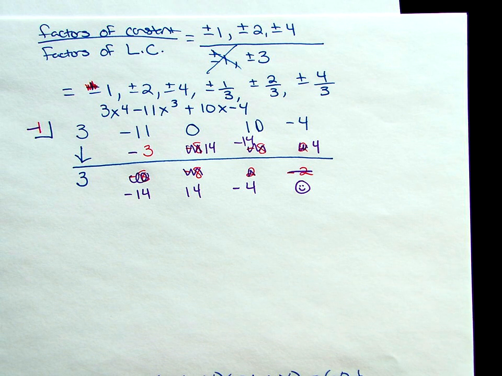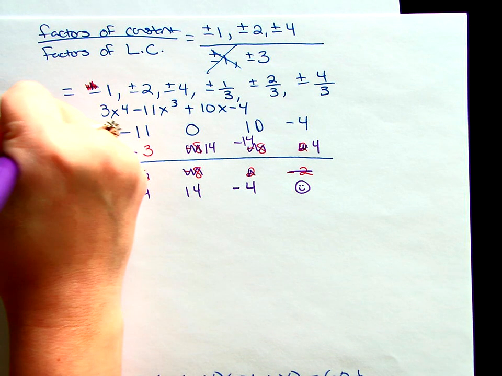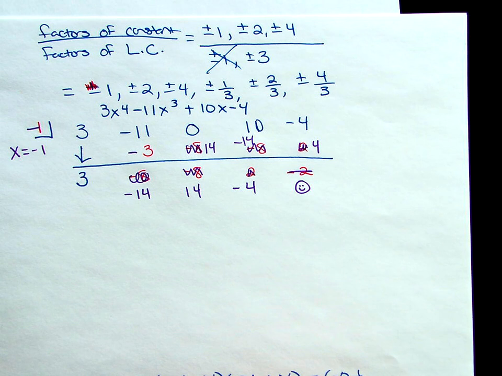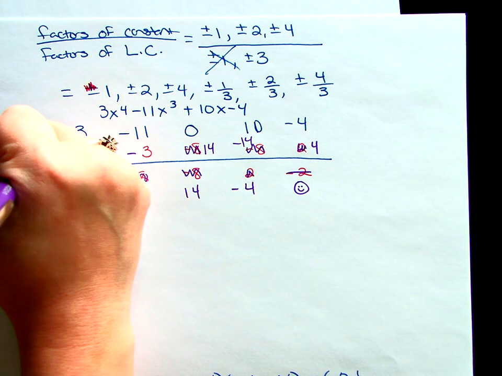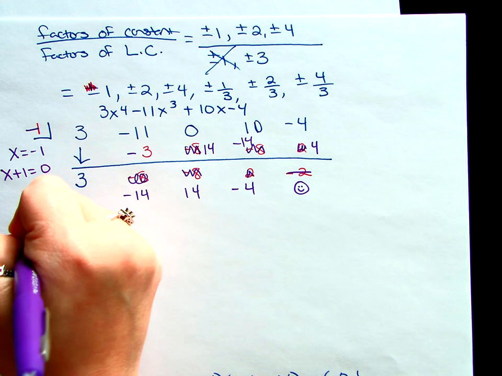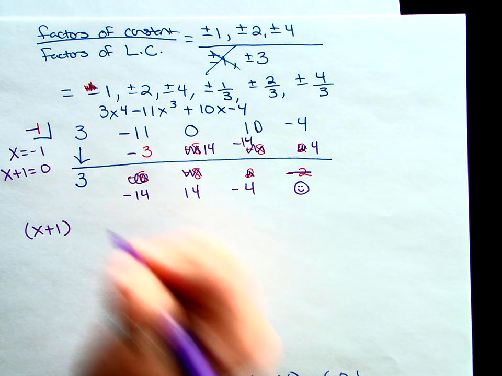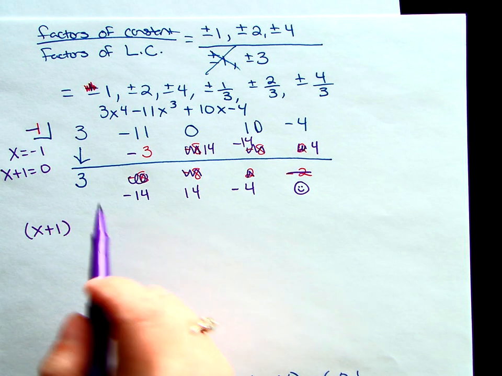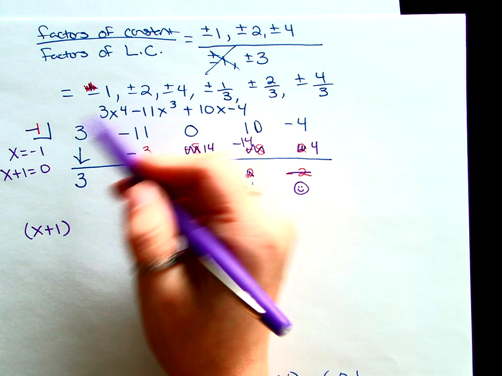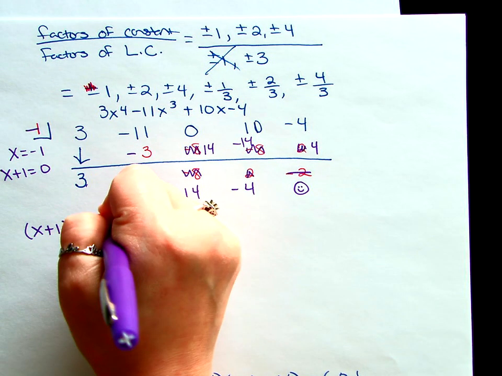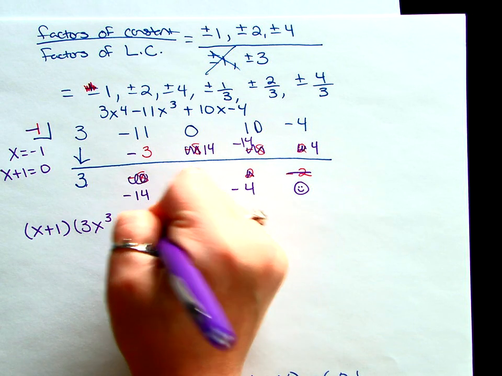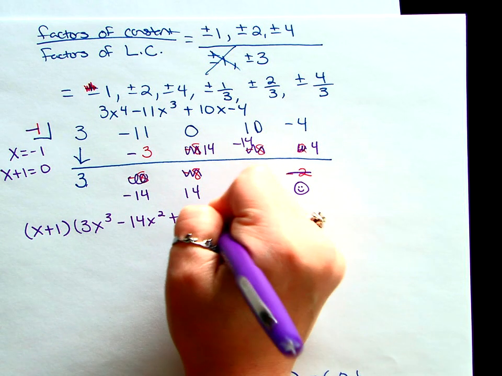So that means over here I have x equals negative 1. If I wanted to write that as a factor, remember, I would move it over to the other side, so it's x plus 1 equals 0. There's my factor. And then remember, we started with x to the 4th, divided by x, so we're ending with x to the 3rd. 3x to the 3rd minus 14x squared plus 14x minus 4.